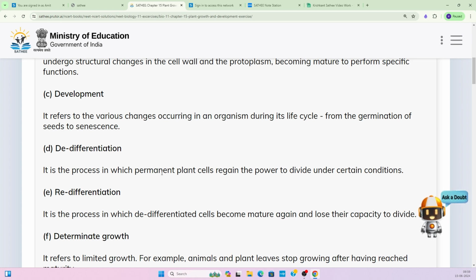De-differentiation. It is the process in which permanent plant cells regain the power to divide under certain conditions. Only some of the cells, they do not have the power to undergo division every time. At a particular stage, they regain the power to divide under certain conditions only. So that is the process of de-differentiation.